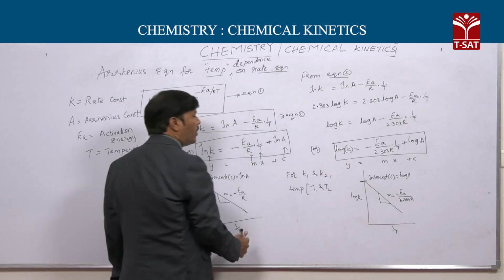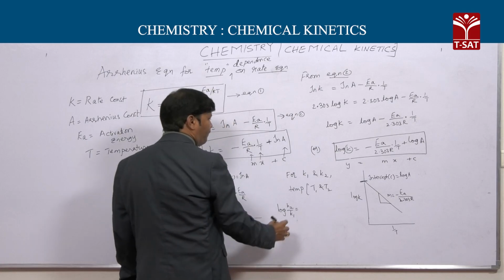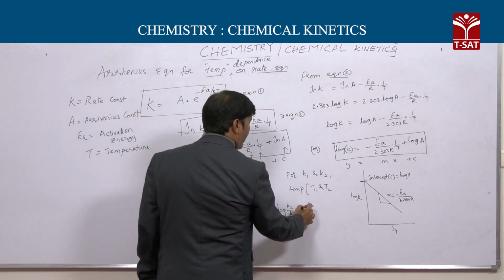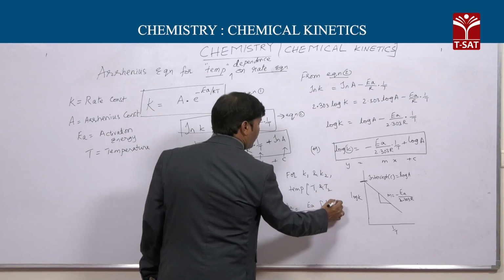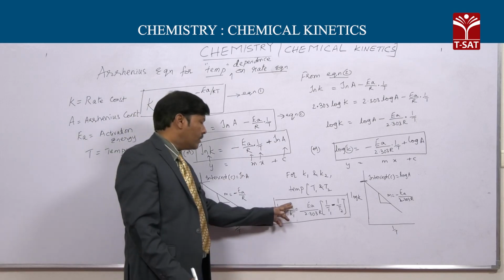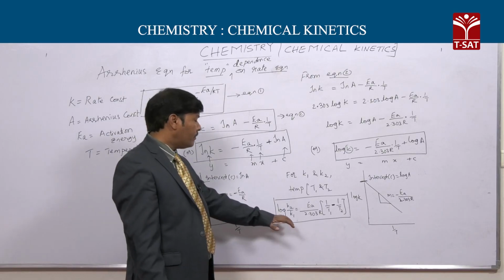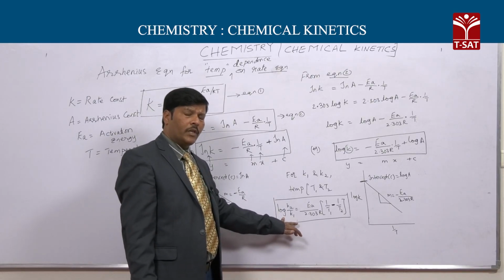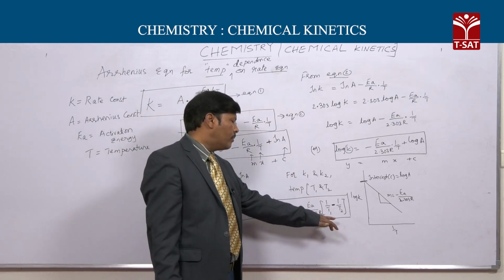Then this expression can be slightly modified as log K2/K1 = EA/(2.303 R) × (1/T1 − 1/T2). This is the expression we can use for comparing the two different rate constants K2 and K1 with respect to T1 and T2, keeping the activation energy of the reaction constant. So this is the Arrhenius equation for the temperature dependence of a given reaction with two different rate constants.